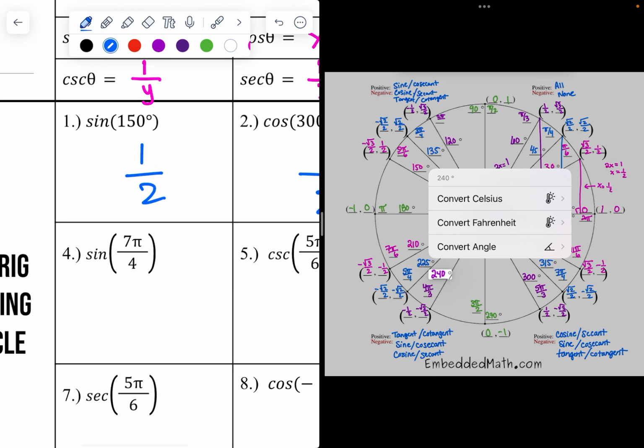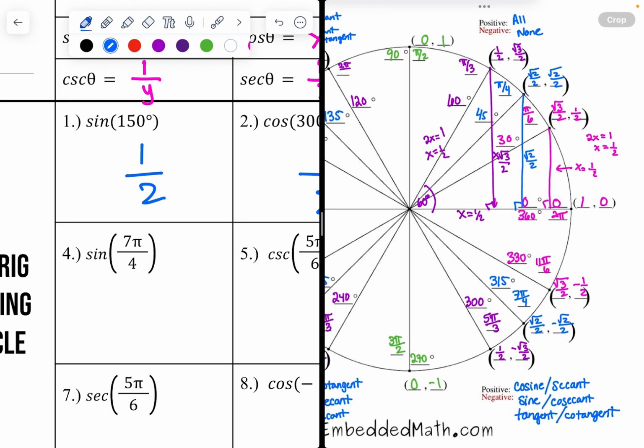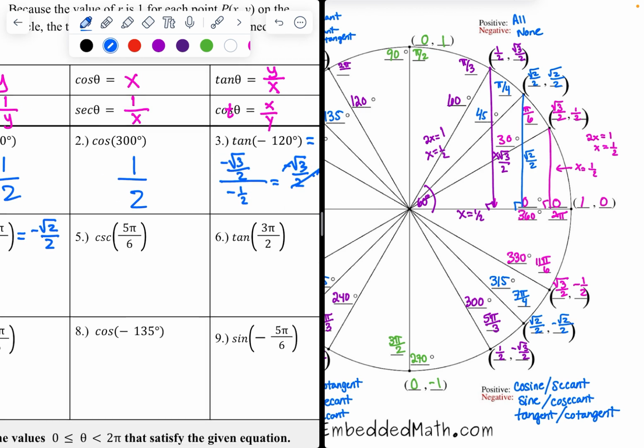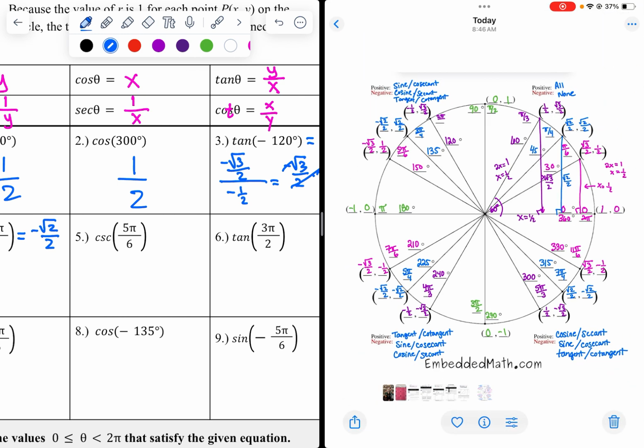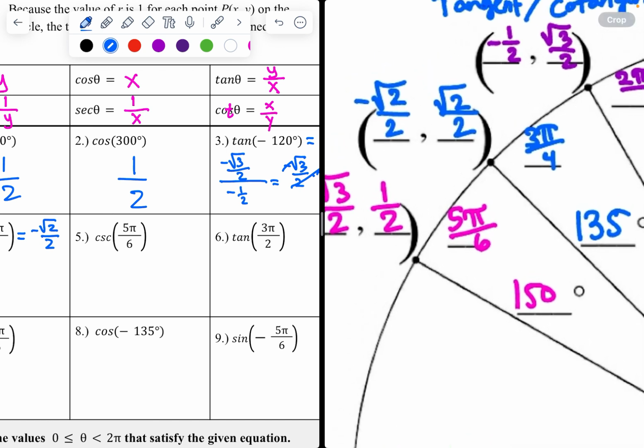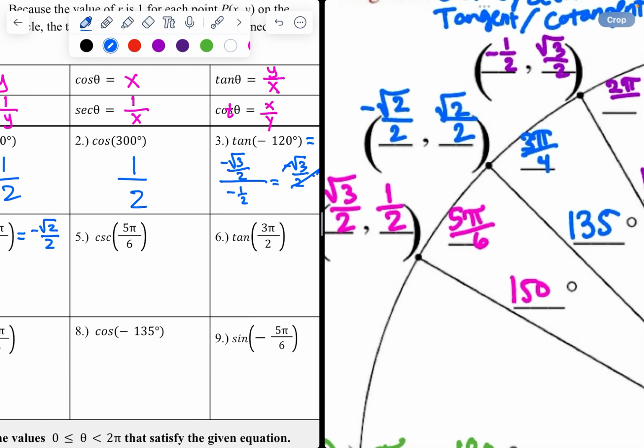All right, 7 pi over 4. So if I find 7 pi over 4 on our unit circle, we're looking for the sine, which is the y value, and so we get negative square root of 2 over 2. Sine is negative down there in quadrant 4. All right, cosecant. So the cosecant of 5 pi over 6 would be the reciprocal of the sine. So if we go to 5 pi over 6, up here in quadrant 2, the sine is 1/2, so if we take the reciprocal of that, we get 2.